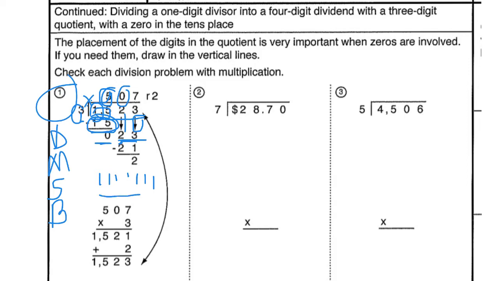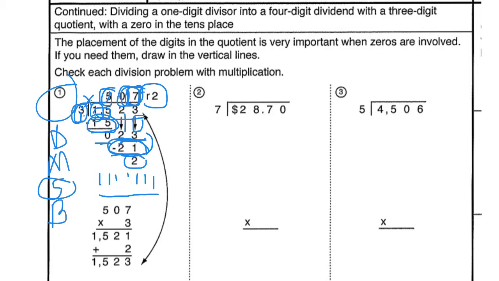So you can see that I drew 7 little lines right here, because 3 times 7 is 21. So I divided: 23 divided by 3 is 7. Then I multiplied the 7 times the 3 and got 21. And then the next step is to subtract. 23 minus 21 is 2. And that is my leftover, or my remainder. So the answer is 507, remainder 2.